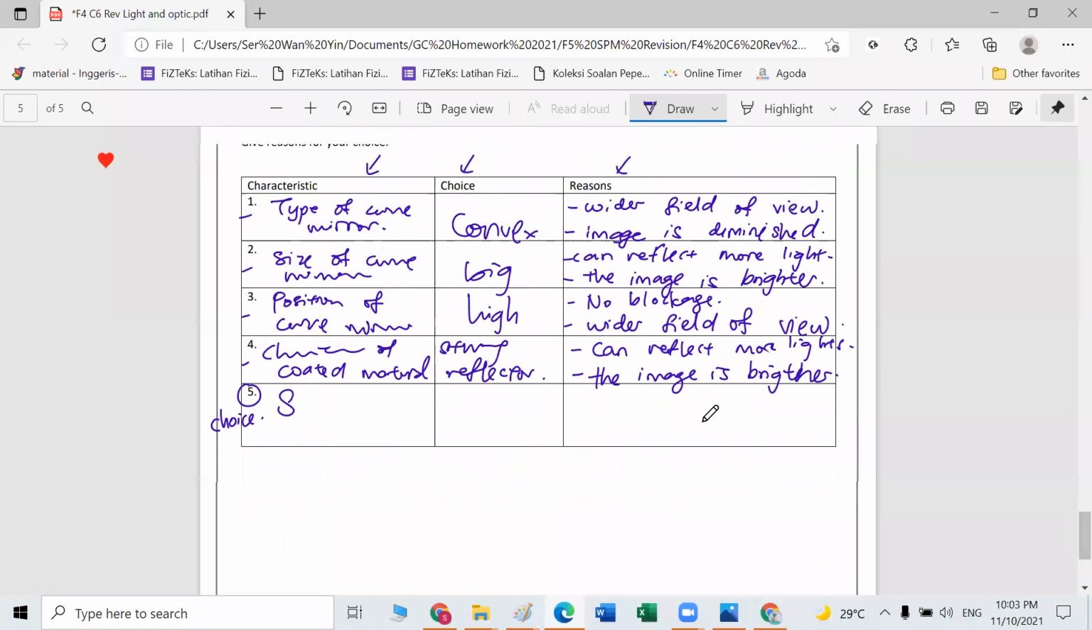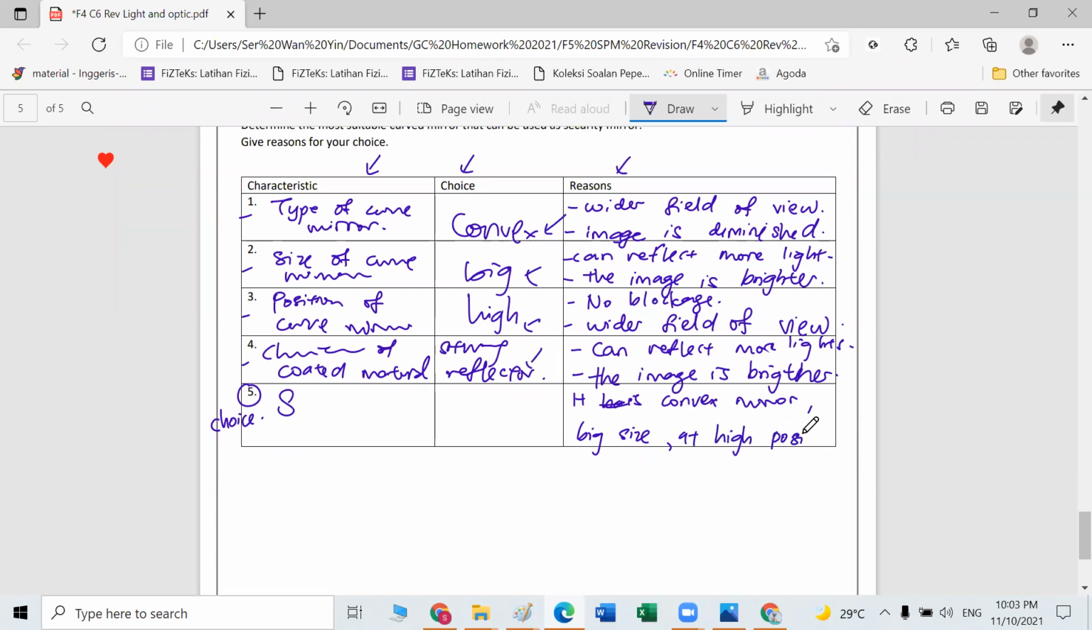Then next, S, Y. You just repeat, it is convex mirror, big size. You just summarize back this: at high position and stronger reflector. Then how does the examiner mark?